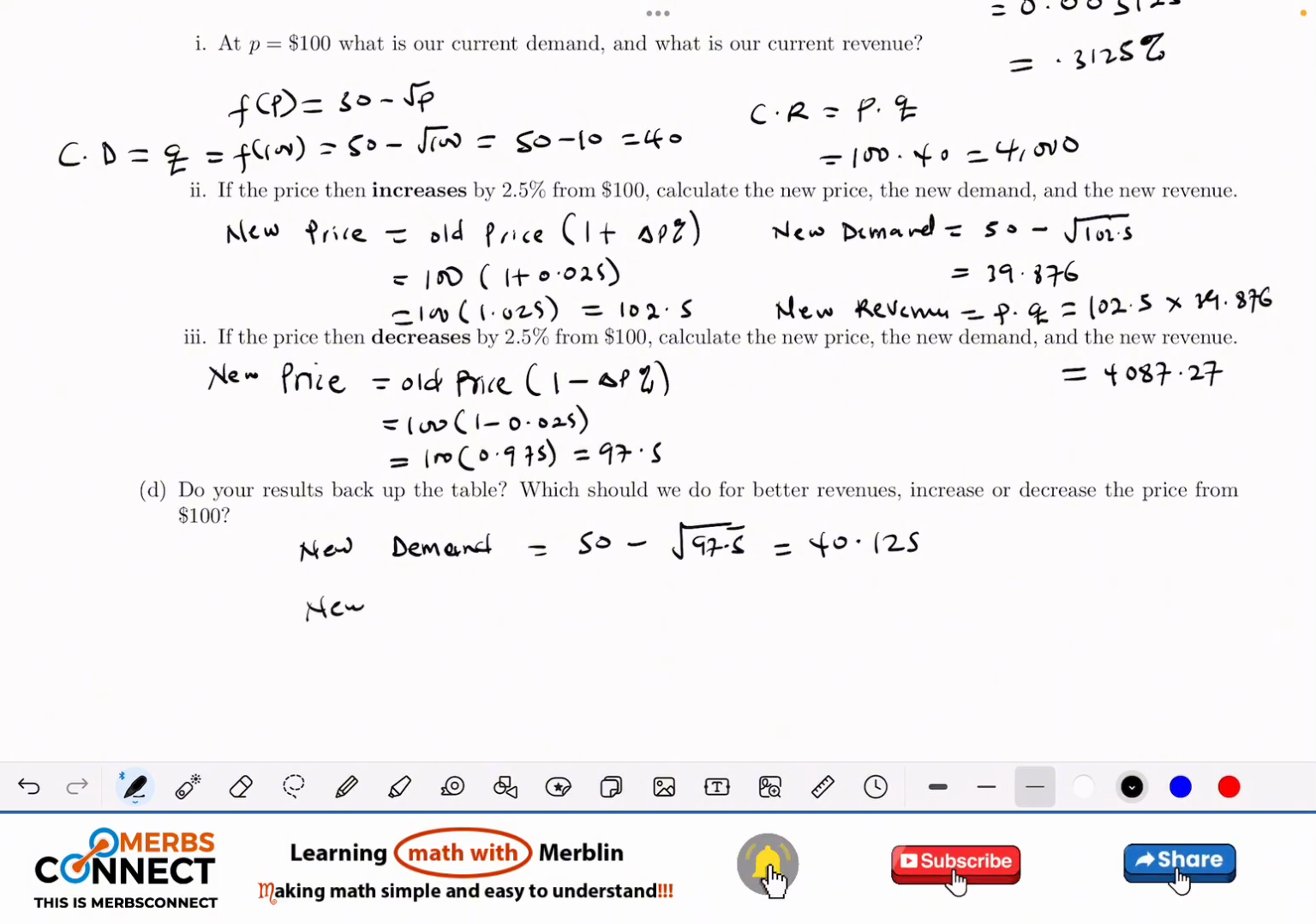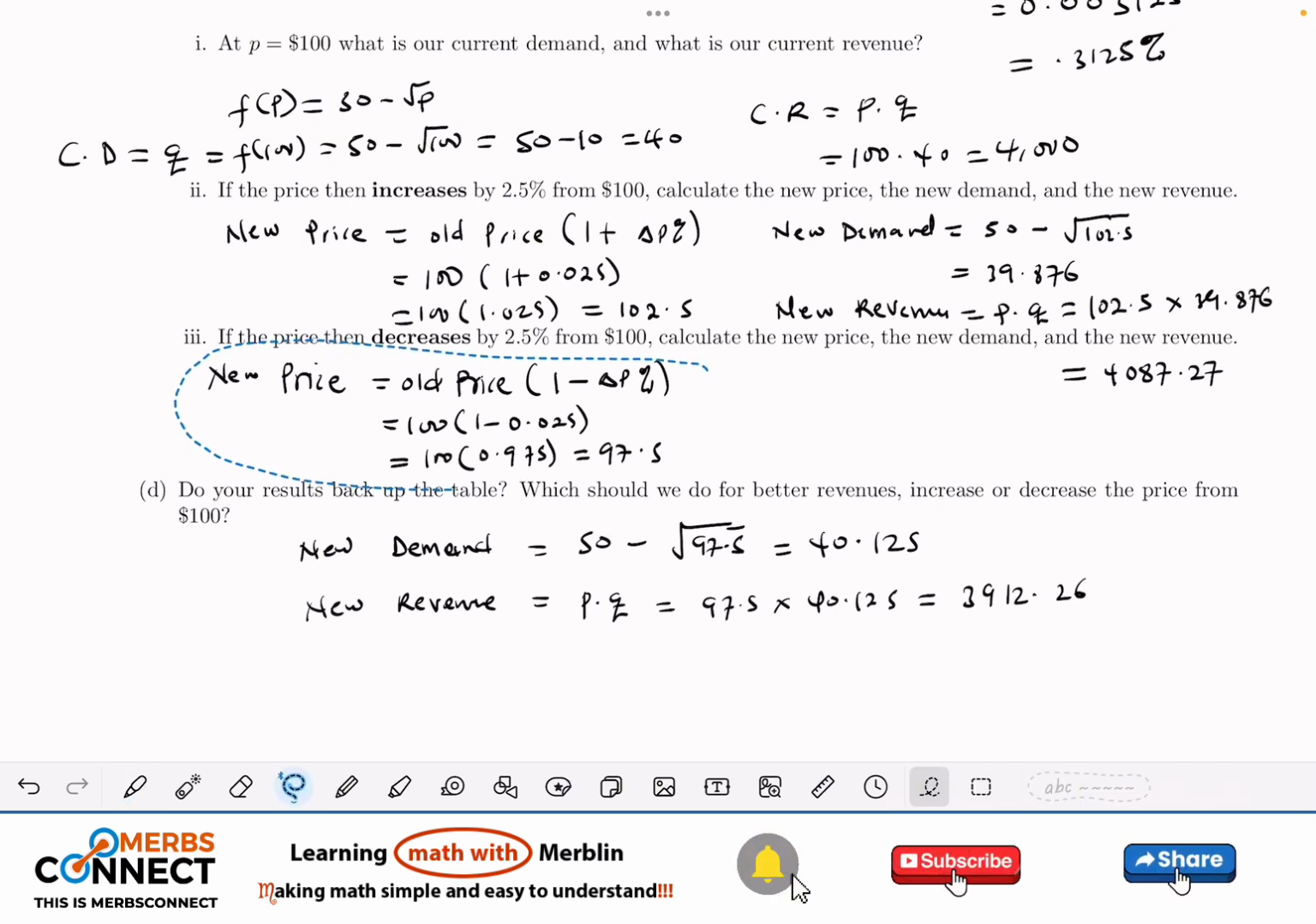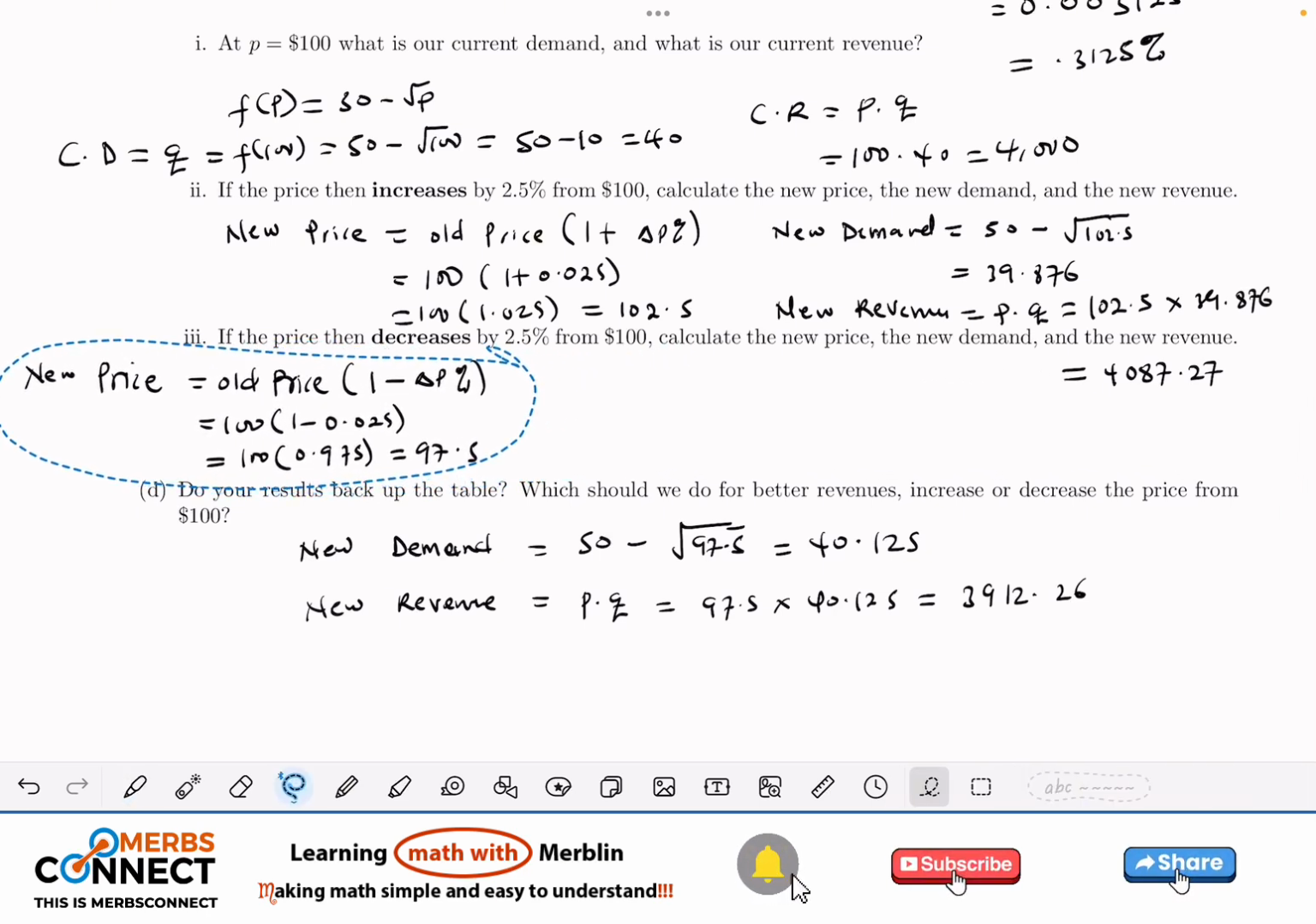Then what will be the new revenue? New revenue will be equal to price times quantity. So new price times new quantity. The new price here is 97.5 and new quantity is 40.125, which is going to give us something like 3912.26 at the end of the day. So this is what you are going to get. Good. So this is what you are going to get for the III.